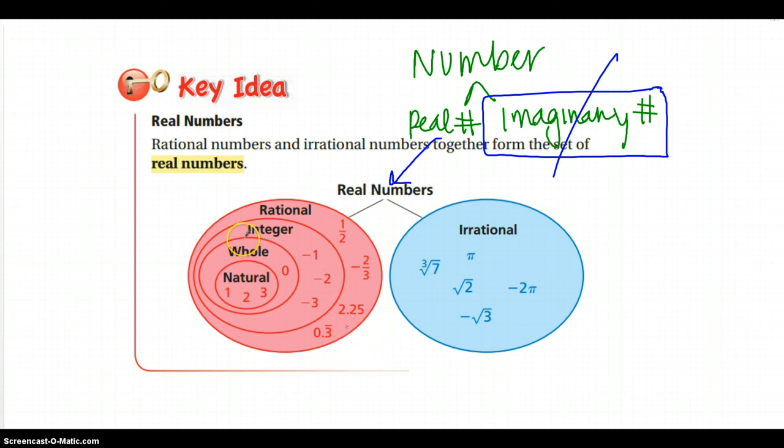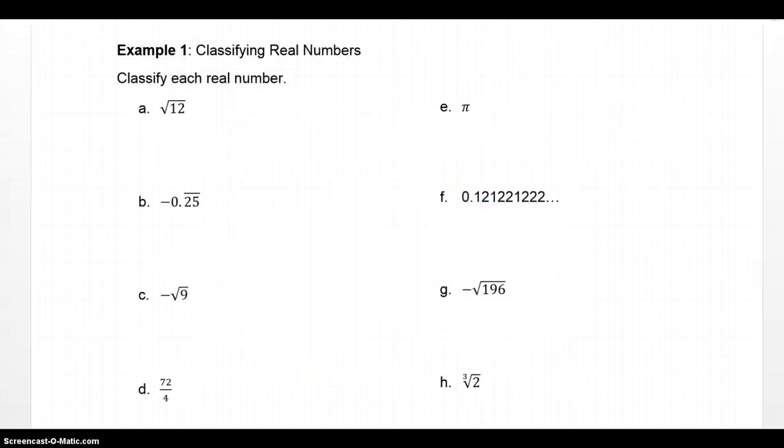Okay, so we're going to have to classify some numbers here in a second. I'm going to give you a number, and you have to tell me what type of number it is. So here are some examples. I'm going to do A, B, C, and D with you, and you are going to do E, F, G, and H on your own. Okay, so the square root of 12, and I just happened to do that one.